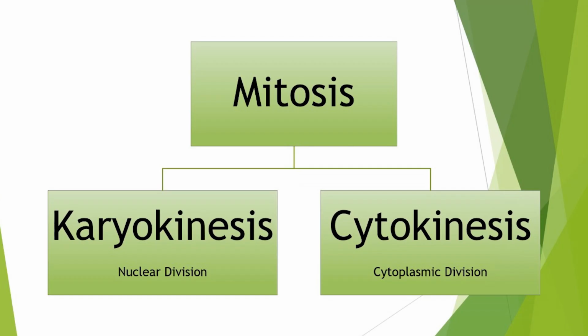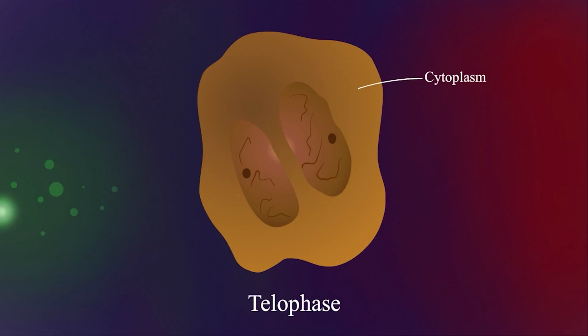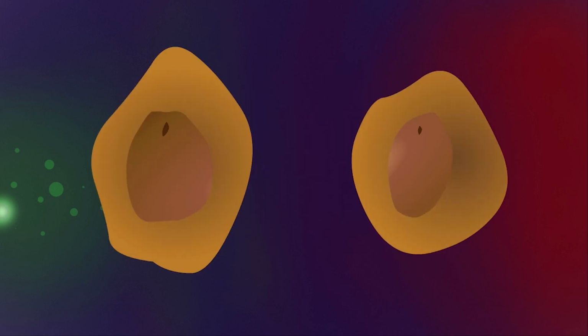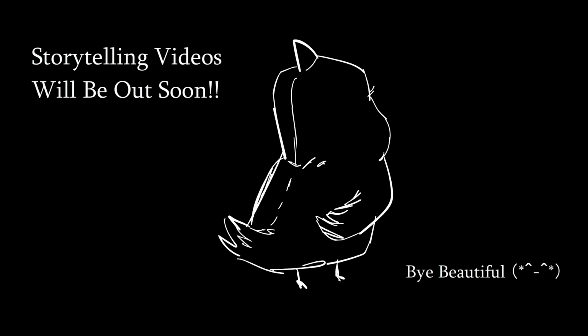Karyokinesis completes and cytokinesis begins. The cytoplasm divides by cytokinesis, and two new cells are formed, which are called daughter cells. In this process, a notch is formed at the equatorial plane of the cell, which deepens gradually, and thereby two new cells are formed, and thus cytokinesis is completed.